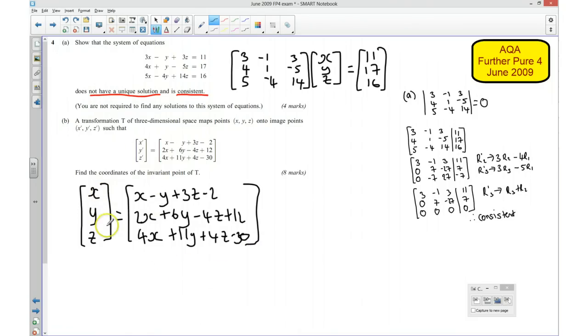I want these to end up back where they started. So I'm just rewriting this equation and placing the image of x, y, and z with just x, y, and z. Okay, so I can now write down 3 different equations, because I could say my x coordinate must be equal to x take away y plus 3z take away 2. My y must be equal to 2x plus 6y take away 4z plus 12, etc.